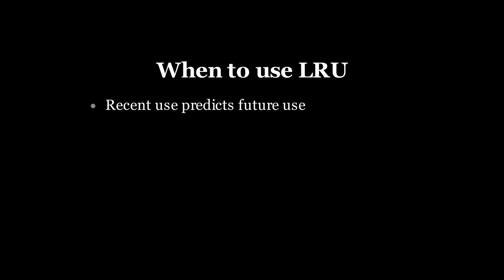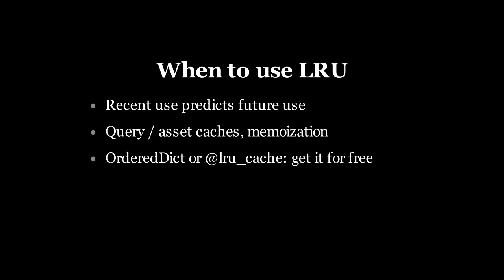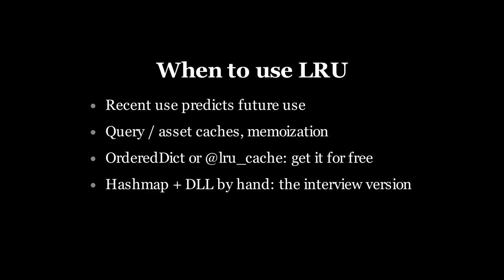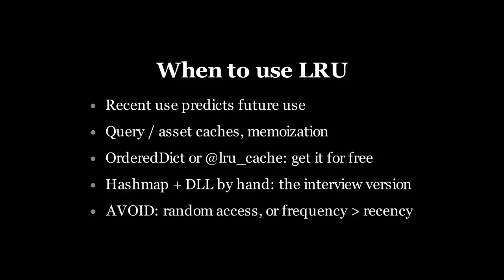When is LRU the right policy? When recent usage predicts future usage, which is true surprisingly often. Web and database query caches, image and asset caches, memoizing expensive calls. Reach for OrderedDict or lru_cache when you want it handed to you, and build the hash map plus doubly linked list by hand when an interviewer asks. Skip LRU when access is truly random.